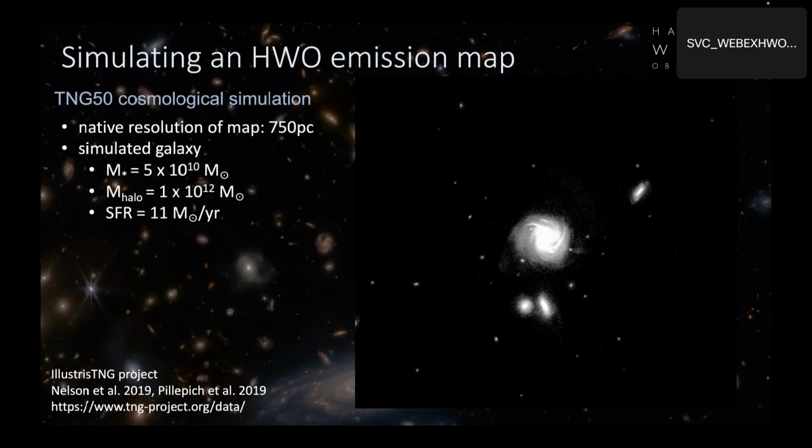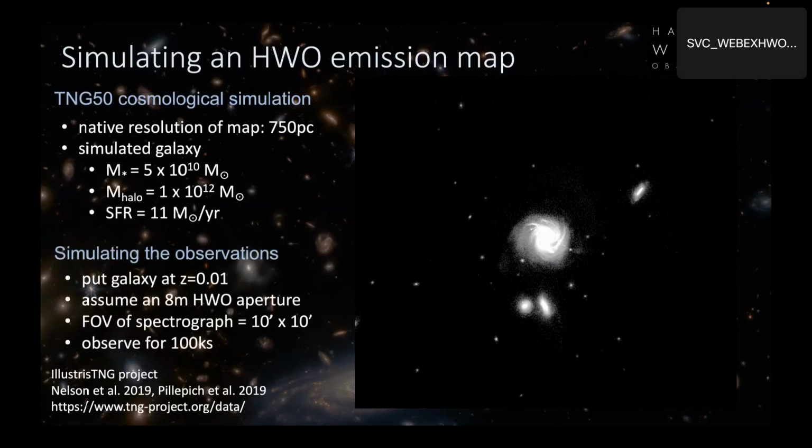So we wanted to do some mock observations, given some sort of current working instrumental parameters for HWO. So we selected a Milky Way type galaxy from the TNG 50 simulation that's shown how it might look in starlight in the image to the right. We put it at redshift 0.01, assume an 8-meter HWO, and observe for 100 kiloseconds.